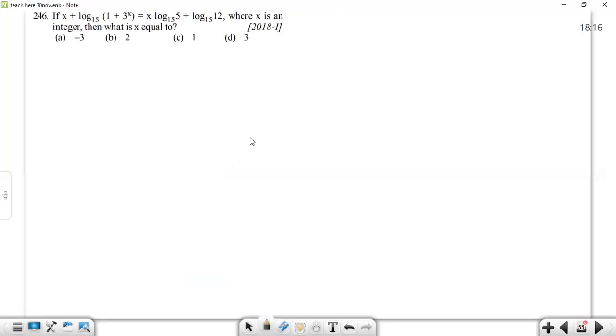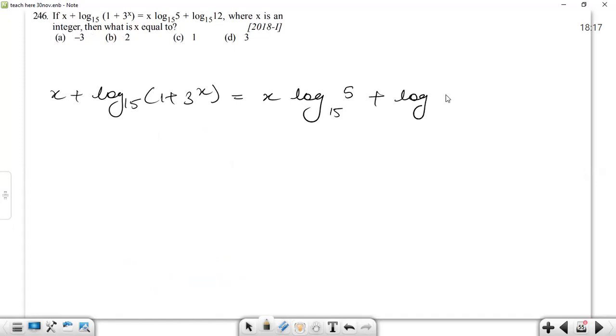Yes. Let's solve this one. Question on logarithm. The base is 15 everywhere. So x plus logarithm of 1 plus 3 raised to power x is equal to logarithm of 5 to the base 15 plus logarithm of 12 to the base 15.